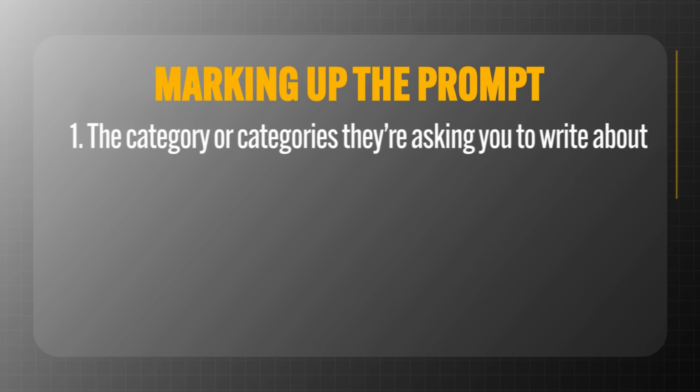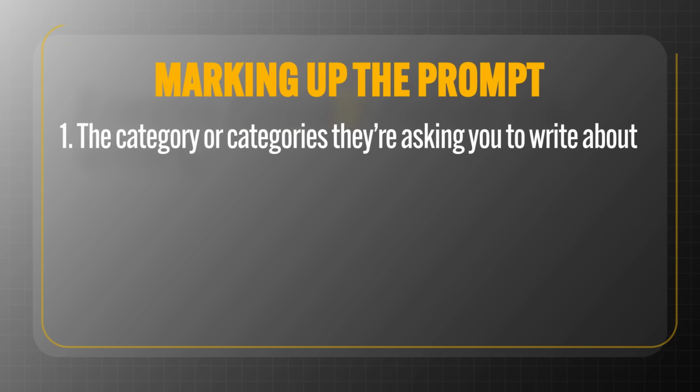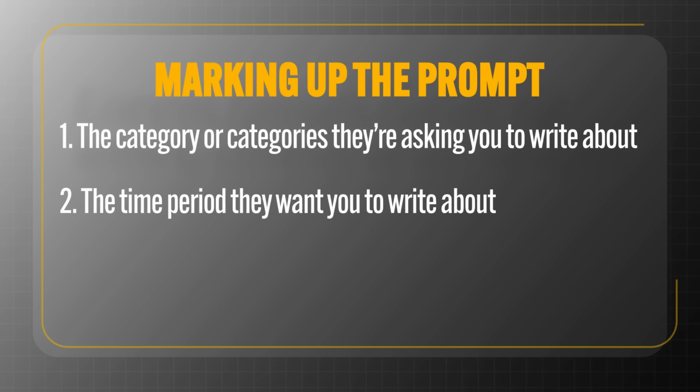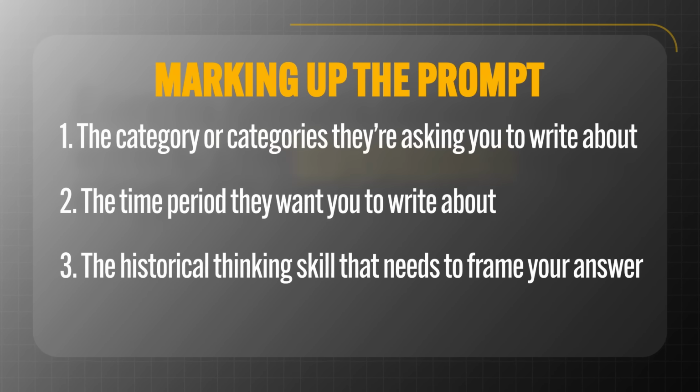Now, what should you be marking in those prompts? Well, 3 things. Number 1, the category or categories they're asking you to write about. Number 2, the time period they want you to write about. And number 3, the historical thinking skill that needs to frame your answer.